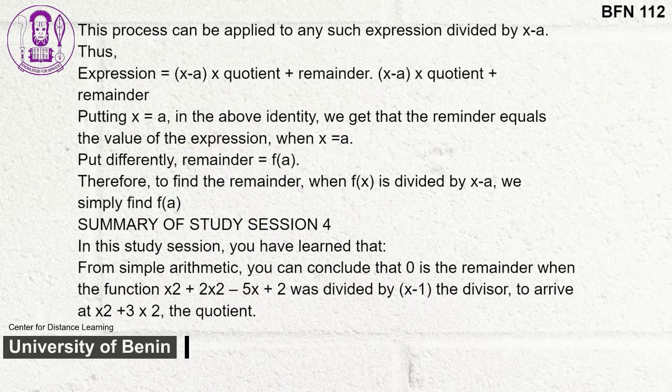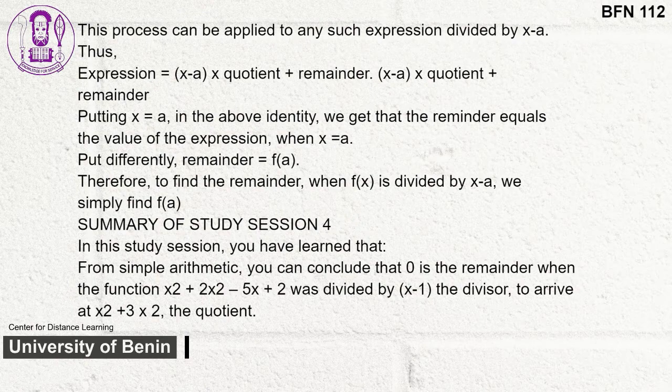This process can be applied to any such expression divided by x minus a. Thus, expression equals (x minus a) times quotient plus remainder. Putting x equals a in the above identity, we get that the remainder equals the value of the expression when x equals a. Put differently, remainder equals f(a). Therefore, to find the remainder when f(x) is divided by x minus a, we simply find f(a).